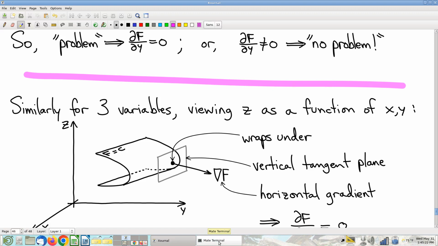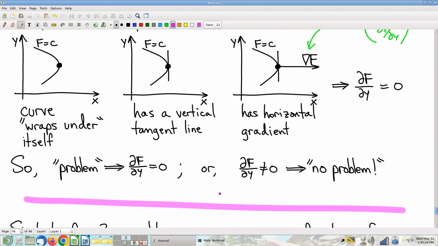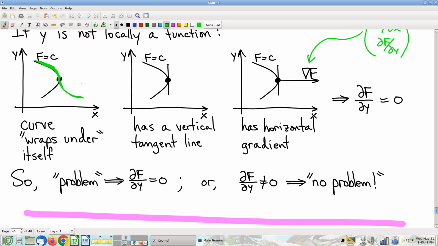If problem implies partial of f with respect to y is 0, then if you have a partial of f with respect to y equal to 0, that doesn't imply a problem necessarily. It's a one-way arrow. That's right. For example, our curve could look like something like this, where it gets momentarily vertical, but then it goes the other way. And there's no problem here. This is actually fine. So there's no problem, but the partial with respect to y is still 0. Yeah, exactly. So this arrow only goes one way. Great question.